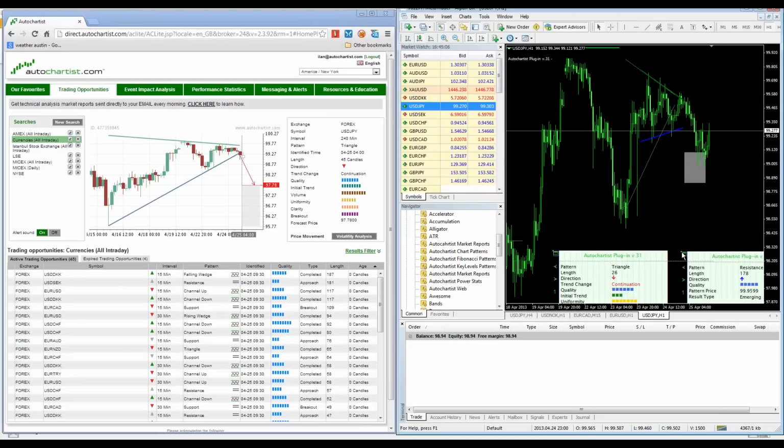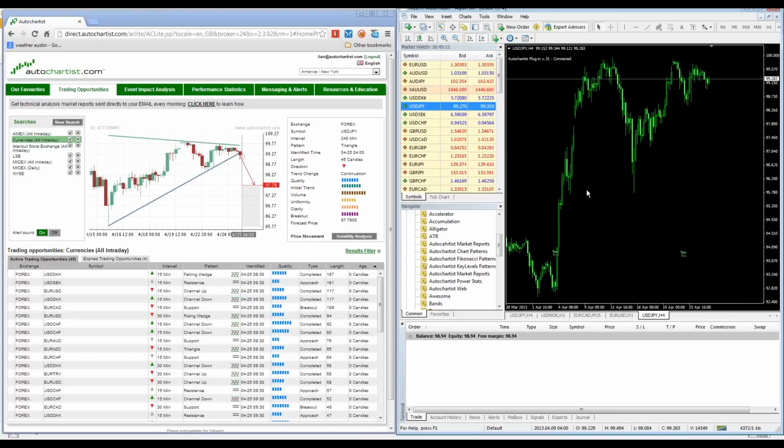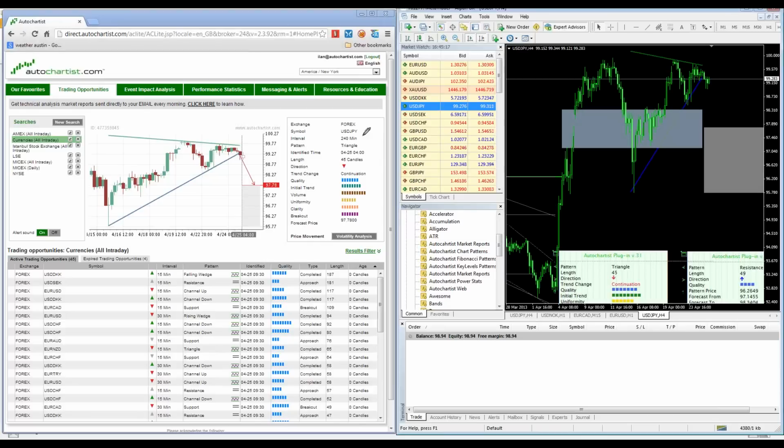Okay. So now, let me click to my 4-hourly graph, and Autochartist will connect and download all my 4-hour information. The reason I'm doing a 4-hourly graph is because I want to specifically look at this opportunity here, which is a 4-hourly graph. Now I've got my chart the way I want it.